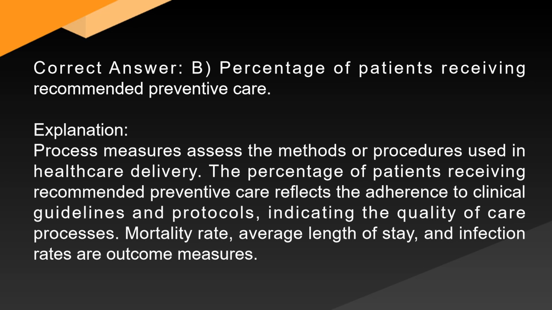Explanation: process measures assess the methods or procedures used in healthcare delivery. The percentage of patients receiving recommended preventive care reflects the adherence to clinical guidelines and protocols, indicating the quality of care processes. Mortality rate, average length of stay, and infection rates are outcome measures.